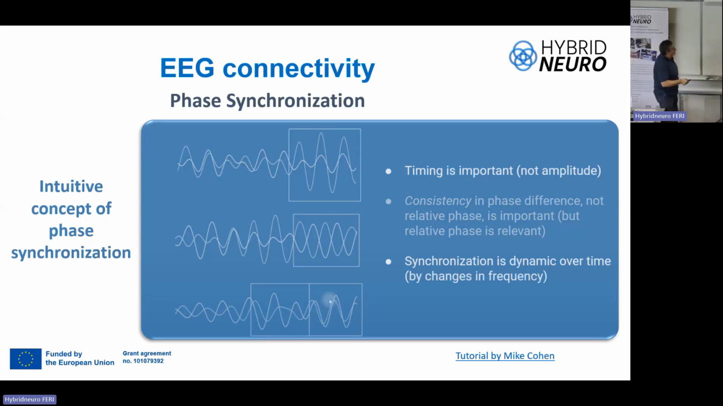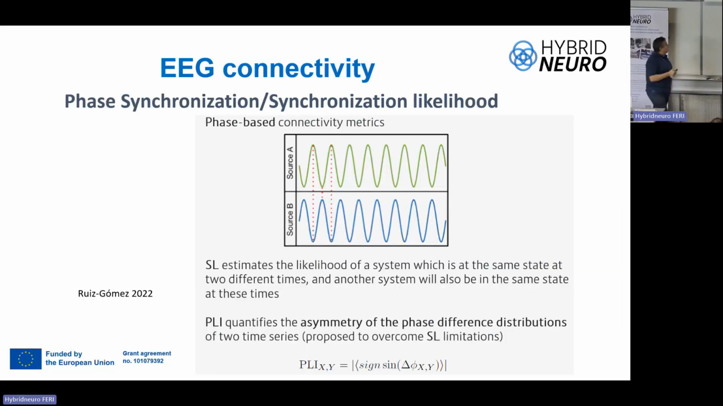There is a very nice tutorial here in order to check and obtain more information. Here is another example of what I explained before. The synchronization likelihood estimates the likelihood of being in the same state at two different times. At two times we evaluate the state, and we can observe that at the same two times in the other signal the state is also the same. Not comparing them directly, but if this is the same, it must be the same. This is what is important.